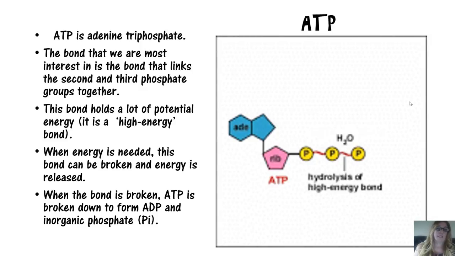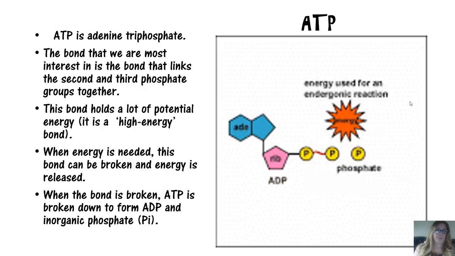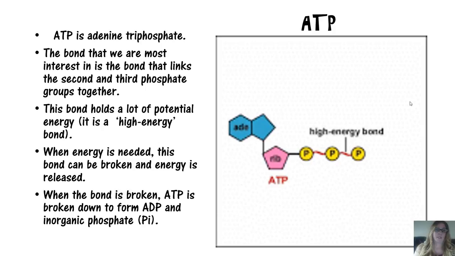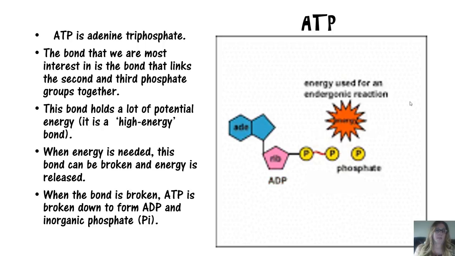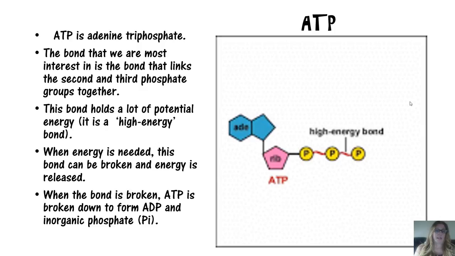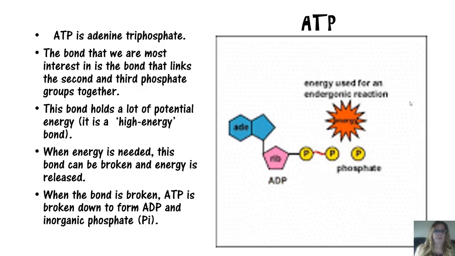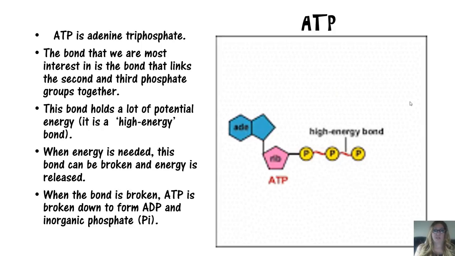ATP is adenosine triphosphate. The bond that we are most interested in is the bond that links the second and third phosphate groups together. This bond holds a lot of potential energy. It is a high energy bond. When the energy is needed, this bond can be broken and energy is released. When the bond is broken, ATP is broken down to form ADP and inorganic phosphate.